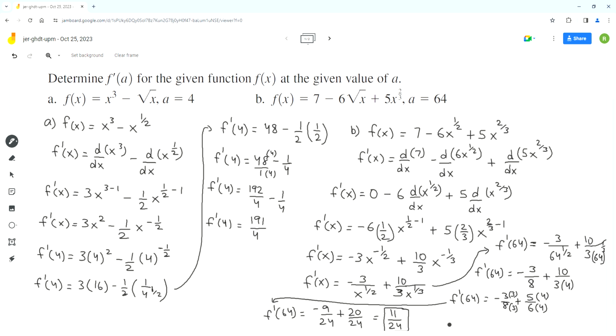So these are the steps you have to keep in mind to calculate the derivative of a function at a particular value of the input variable x. So first we have to find the expression for the derivative, and then we sub in the input variable value to find the exact value of the derivative.